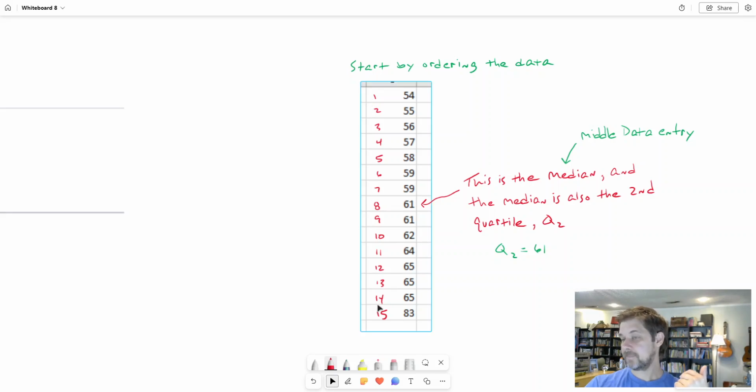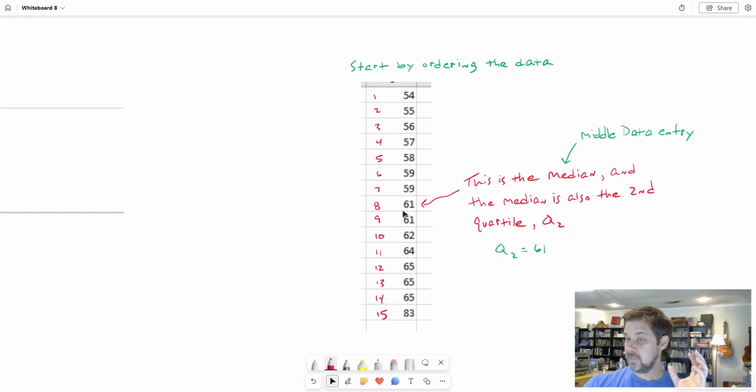There's 15 data entries there. Now the second quartile, Q2, is the same thing as the median, and the median is the middle data entry. When you have an odd number of numbers in your data set, the middle data entry will be, for example, the 8th one this time, because if you look at the 8th data entry, there's 7 below it and 7 above it, so that makes it the middle.